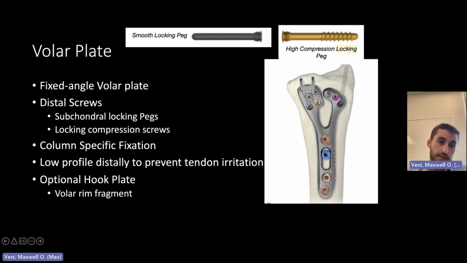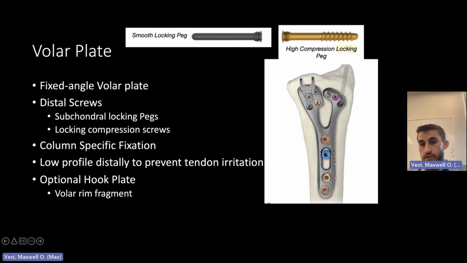And then it also gives the option of locking compression screws. Typically locking screws do not provide compression. That is not the case with these. You can actually get about 2 millimeters of compression with these high compression locking screws, and they also have the benefit of locking into the plate. And these are useful if you want to lock in either a radial styloid fragment or maybe a dorsal ulnar fragment of a distal radius fracture. So another benefit of this plate is that within one volar plate, they provide column-specific fixation.